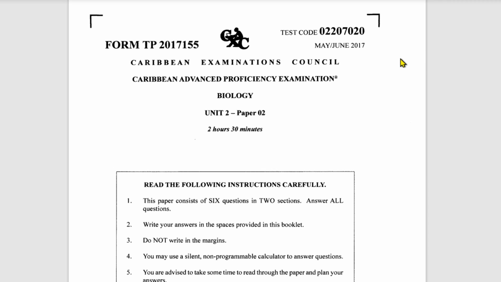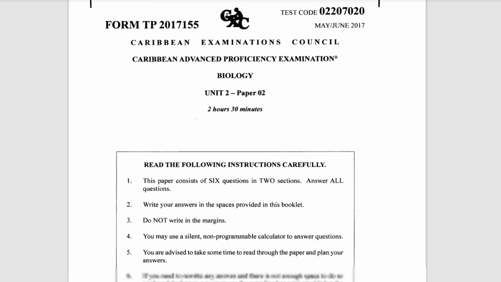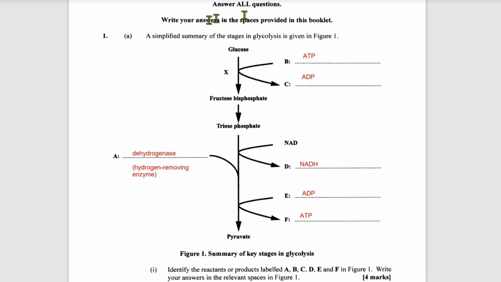Unit 2 time again. So, Unit 2 Paper 2 Biology, June 2017. Here we go. Question 1. A simplified summary of the stages in glycolysis is given in figure 1.